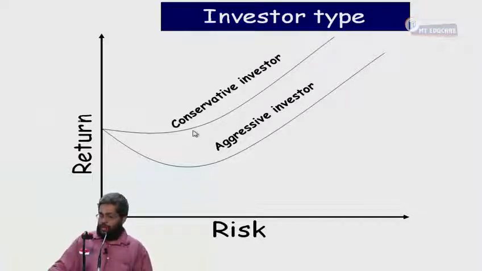Finish copying? Only one line like this, draw two. Can I proceed? Continue writing the same point. For taking a given level of risk, the conservative investor wants more return, while an aggressive investor wants less return.